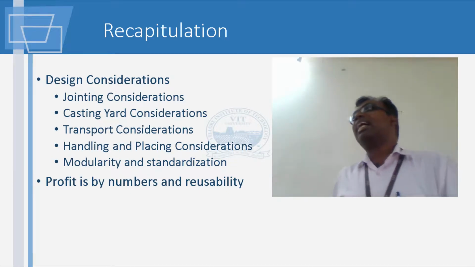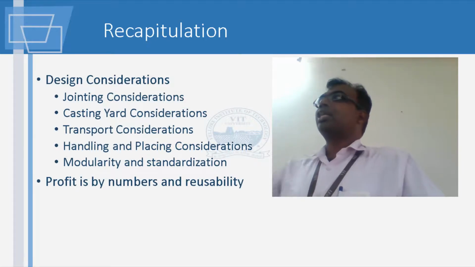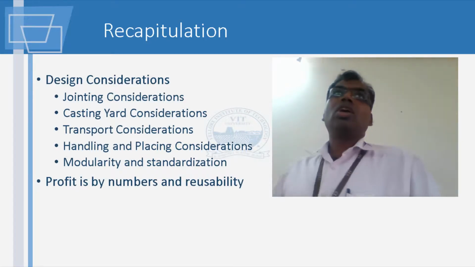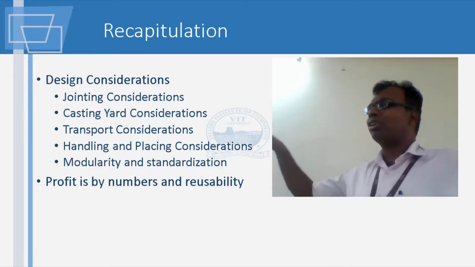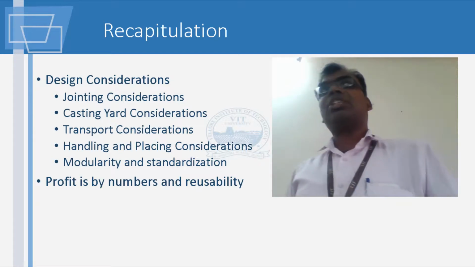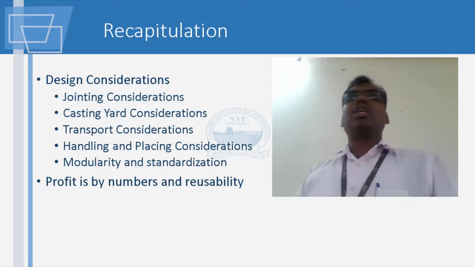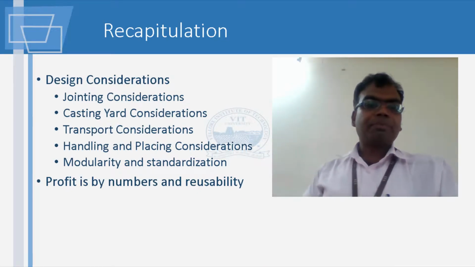Then the other important thing is handling and placing. What kind of equipment are you going to use in handling the element? Is it going to be one crane or two cranes, or some other derrick mechanism? Whatever you think of, all of that has to go into your planning stage itself. Otherwise you may have done a lot of work, and at the end of the day you are not going to be able to place it in position.